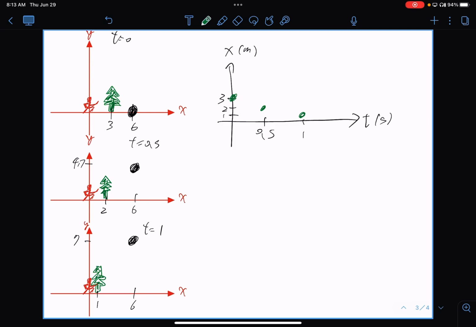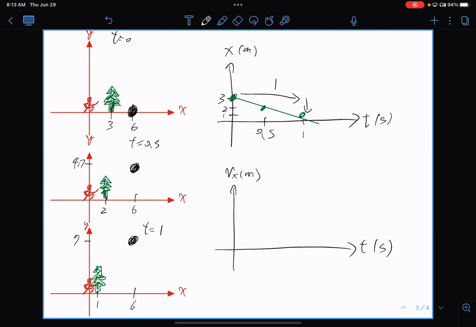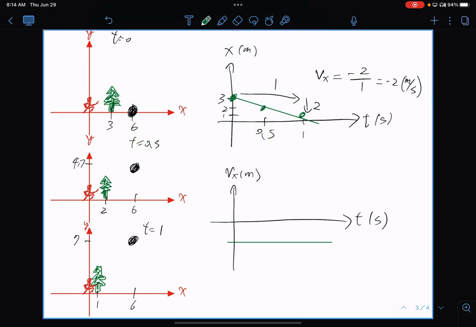So here's your xt graph, and at this point, you can probably tell that it's going to be a straight line. If you cannot tell it's a straight line, just make another dot, then it will be more obvious. Once you see a straight line, then you know the vxt graph will be a constant x velocity because the slope of the xt graph is constant. If you go right to 1, it goes down by 2. It is from 3 meters to 1 meter, so the x velocity for the tree in the boy's frame will be minus 2 meters per second. So I know I need to plot a negative velocity for the tree. It's going to be minus 2.